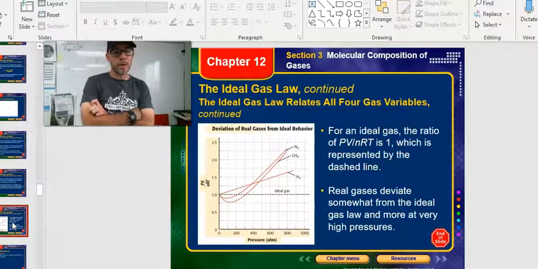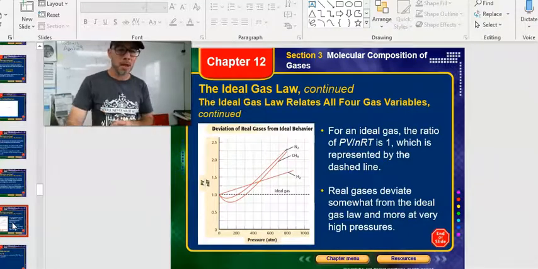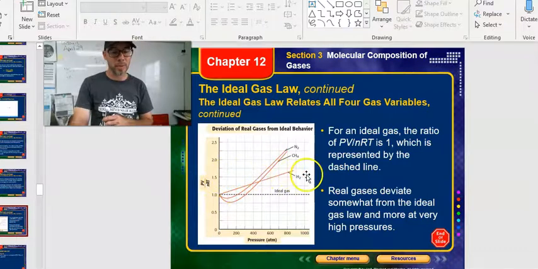Now, for all of them, if you drop the pressure down closer to 0, the ratio PV over nRT equals 1, and that's where you're going to get good readings. But look, PV over nRT only varies by 50% or whatever. Oh, I guess that's actually pretty bad.